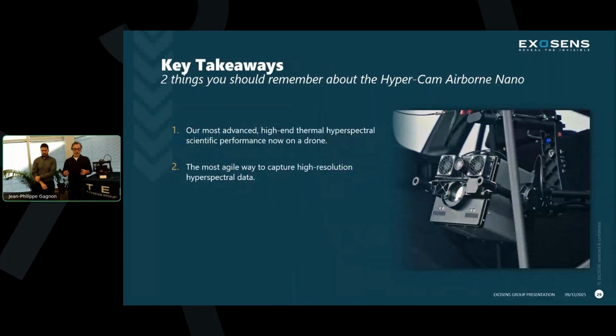All right, so we're already at the end of our presentation here. So, key takeaways. I wanted to keep it short. Only two things that we want you to remember about the Hypercam Nano. One, it's our most advanced high-end thermal hyperspectral scientific product here at Telops.